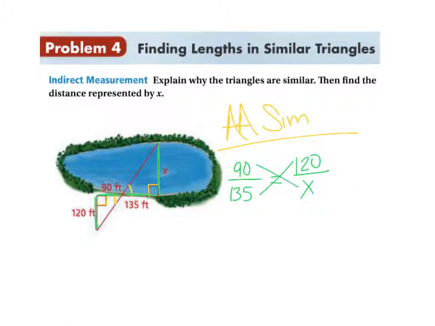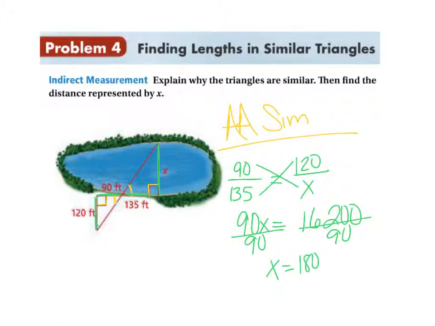So let's do cross products. So 90x equals 135 times 120. And then divide by 90. All right, comes out nice. X is equal to 180 feet. That's how far across the pond it is.